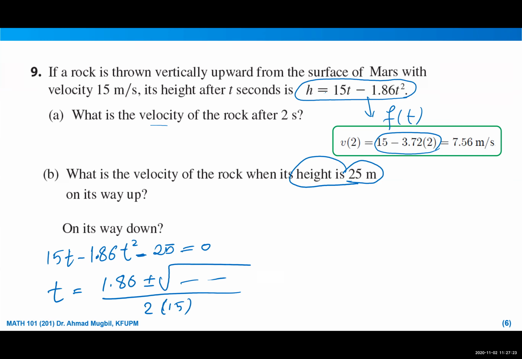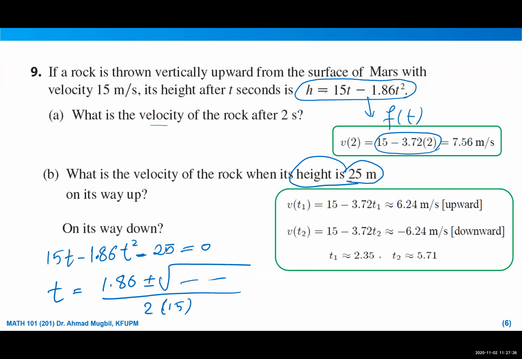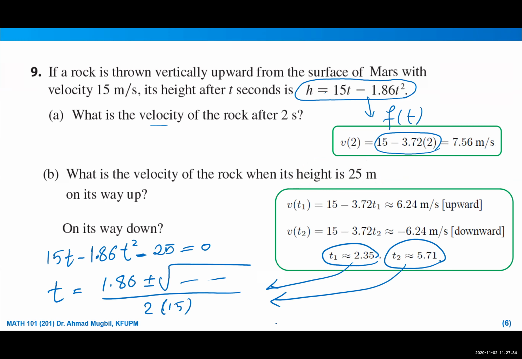Of course, if they give you a similar problem, it will be easier with no need to calculate. So if you did this, you will have these two solutions. These are the two values of t at which the height will be 25. So the height will be 25 when time is 2.35 seconds and when it is 5.71 seconds. Now go and substitute the first one, because he is asking about the velocity. So go to the velocity function, put t equals t1 and calculate it.